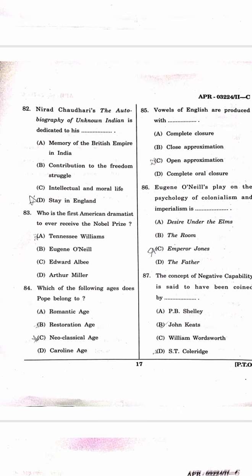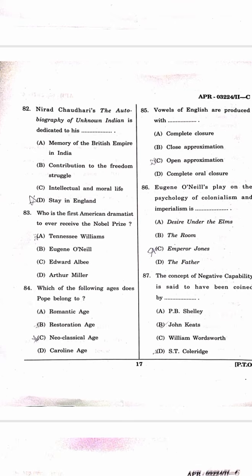Question number 86. Eugene O'Neill's play on the psychology of colonialism and imperialism is Emperor Jones. Silver bullet. He died with a silver bullet. Emperor Jones. Question number 87. The concept of negative capability is said to have been coined by John Keats.